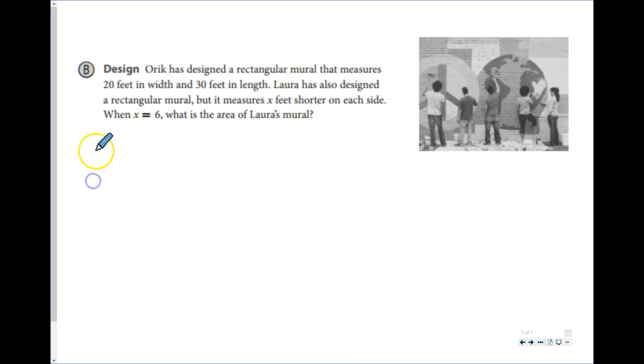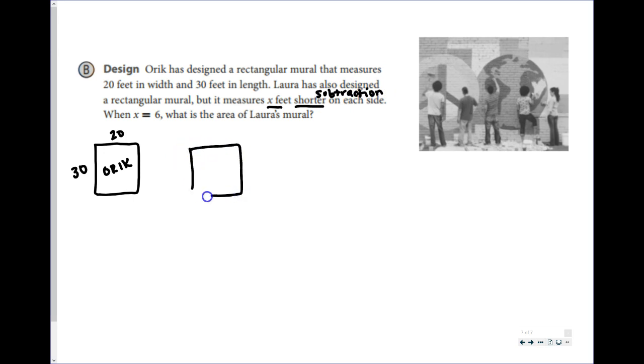So let's draw a picture. So here is Auric's mural. It's 20 by 30. Okay? Now Laura has made a mural, but each side is shorter. So if a side is shorter, we're going to be taking measurement away from that side, which is a form of subtraction. Right? You're taking that measure away. So one way we can describe Laura's mural, and I'll draw smaller, right? So her mural is smaller than Auric's.